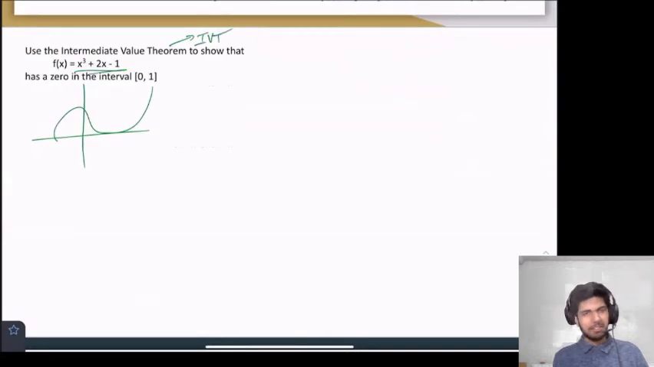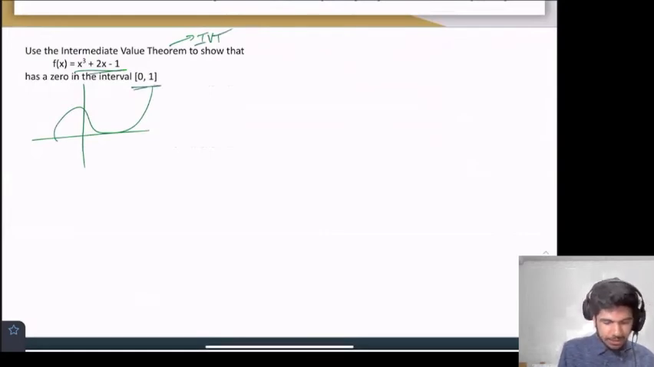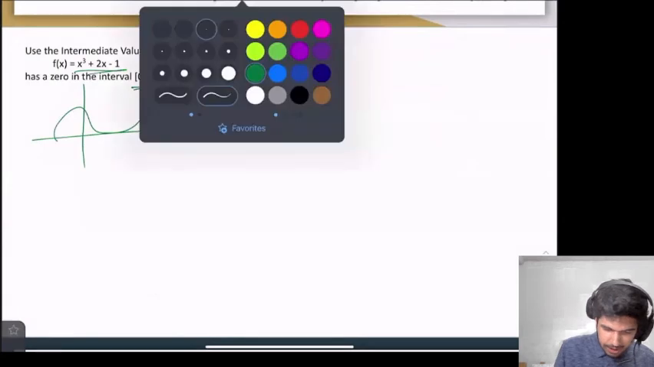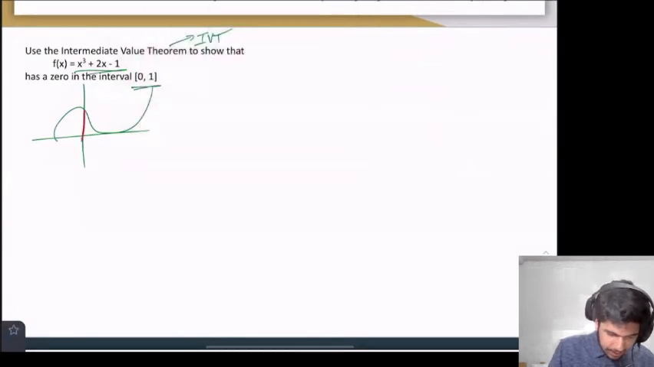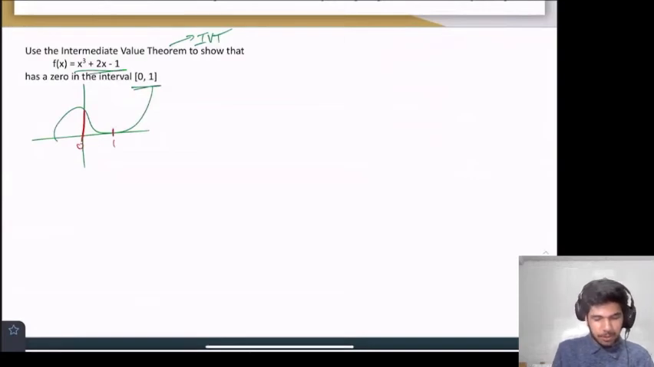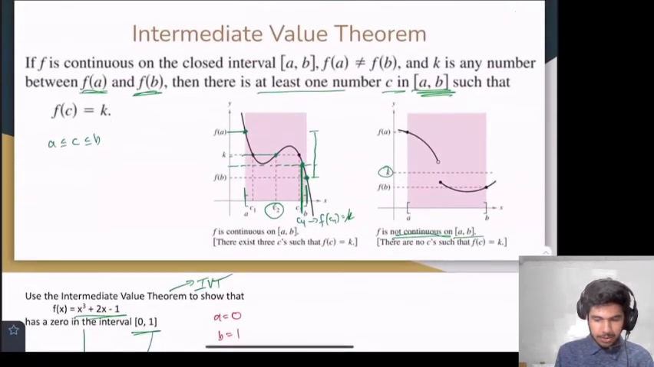You can't really think of any point where it would be discontinuous. It's hard to think of something. So we have this interval here. Let me change colors. This is 0, and let's just say this is 1. Those are our endpoints, a equals 0 and b equals 1. Okay? So let's go back to the intermediate value theorem.